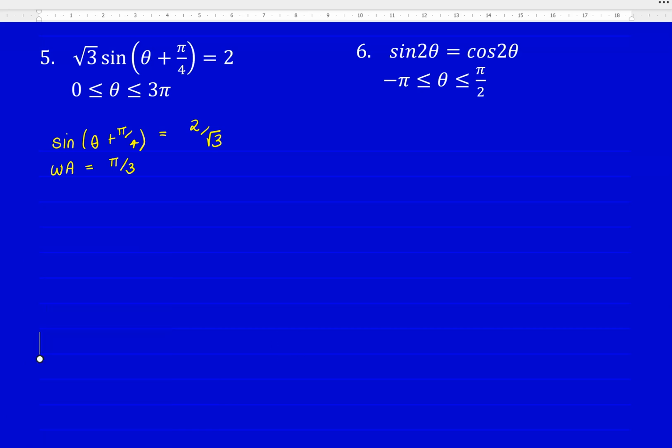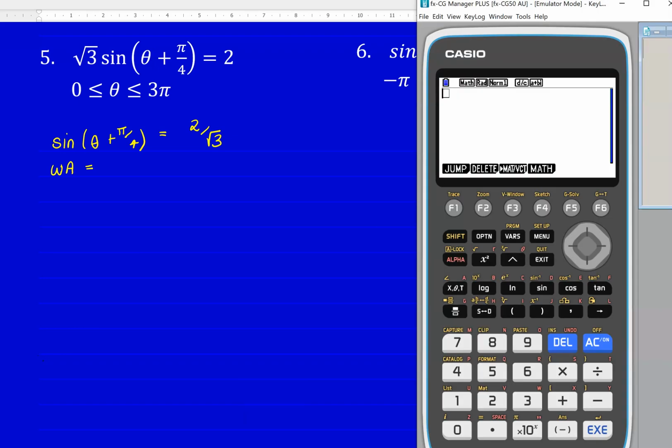Actually, sorry, for this one, I think I've cooked it, but you can't do this with exact answers. So for this one, what we're going to have to do is actually use our technology. So we go into normal calculator mode, and we will now go shift sine of 2 divided by root 3. Oops, better make sure I use brackets there.